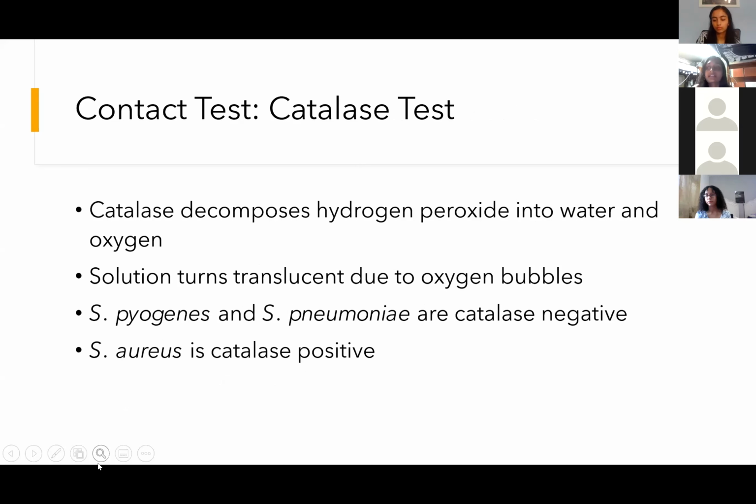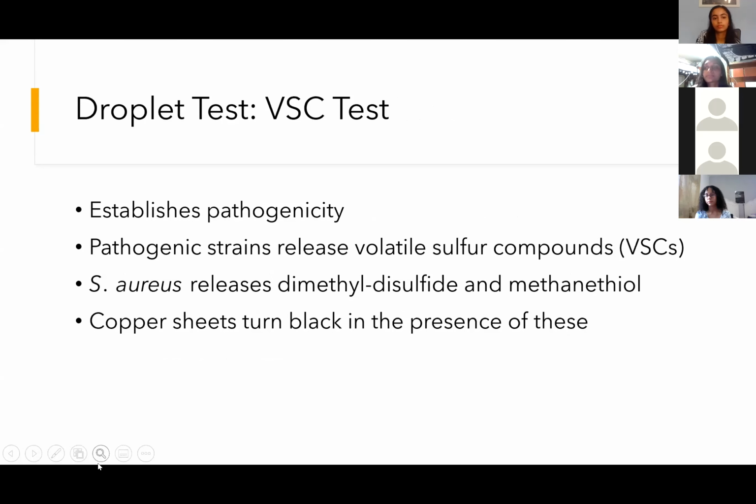Our next test is also a contact test, which is called the catalase test, which has a test solution of hydrogen peroxide, which breaks into water and oxygen when it interacts with the catalase enzyme. The solution will appear translucent from its earlier clear color due to the oxygen bubbles that form. We chose this test because of the 3 bacteria that have hyaluronidase, only S. aureus is catalase positive, which can help narrow down the results.